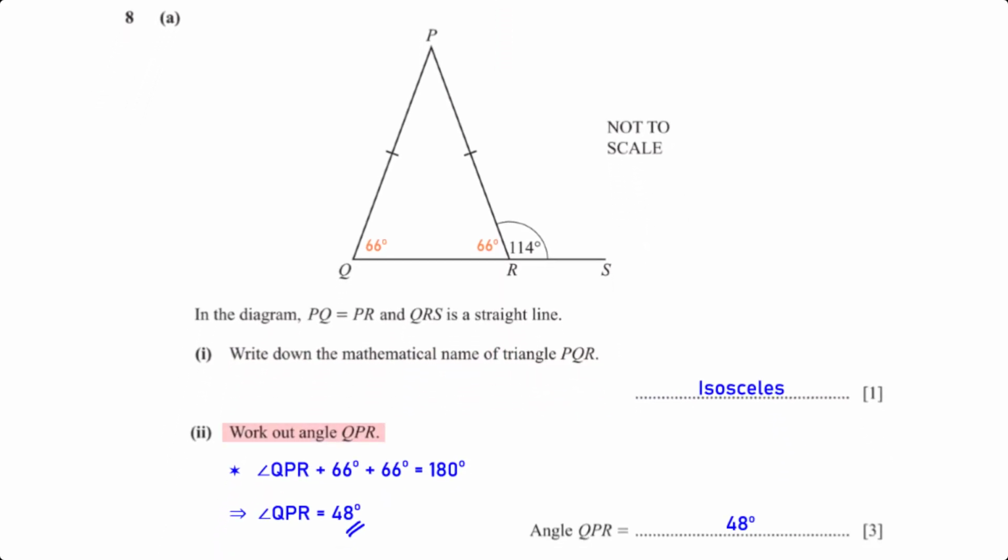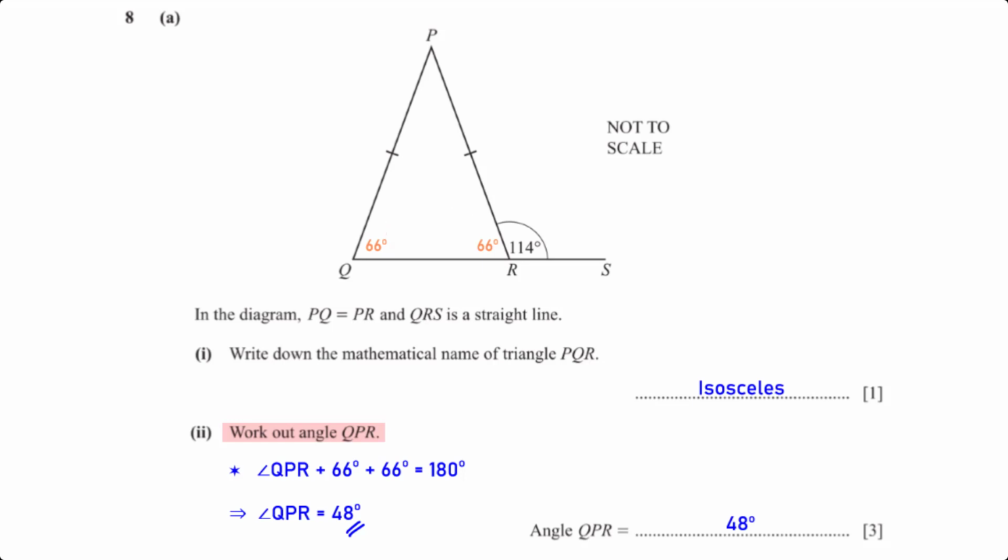Work out angle QPR. Angles on a straight line add up to 180 degrees. So to get angle PRQ, we subtract 114 from 180, which gives us 66 degrees. Base angles in an isosceles triangle are equal.